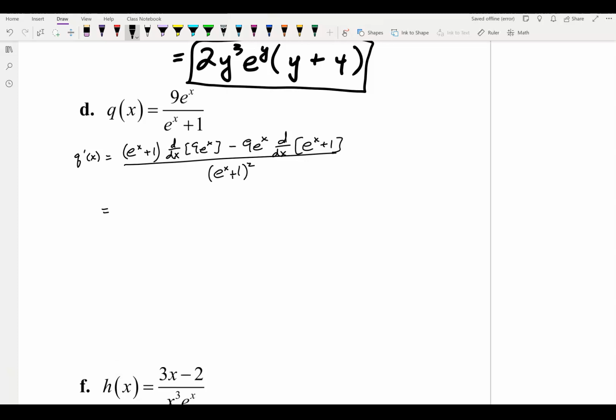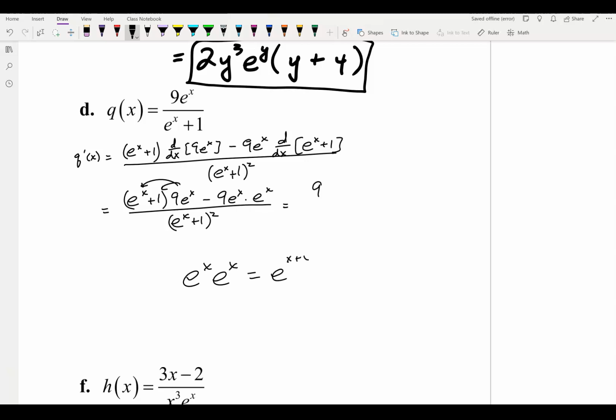And taking the derivative of 9e to the x is simply 9e to the x. And taking the derivative of that function in the numerator in the back is just going to be plain e to the x, right? Over e to the x plus 1 quantity squared. I'll distribute this 9e to the x here. I'm going to get 9. Remember, e to the x, when I multiply it times another e to the x, I'm adding the exponents. So I'm getting e to the 2x. And then plus 9e to the x.